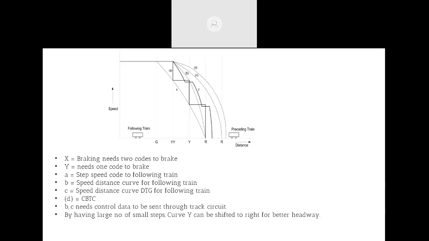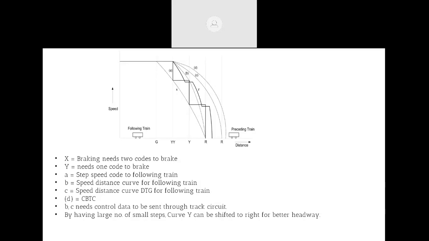Then curve Y is where a single speed code is given. So it's a little jerky movement and it stops either at the R or in between the 2 R's. Curve A is the theoretical curve. If I give a continuous braking curve, it will appear like curve B. And curve C is the distance to go signal, because there it goes up to the second R, so that the overlap distance is reduced.